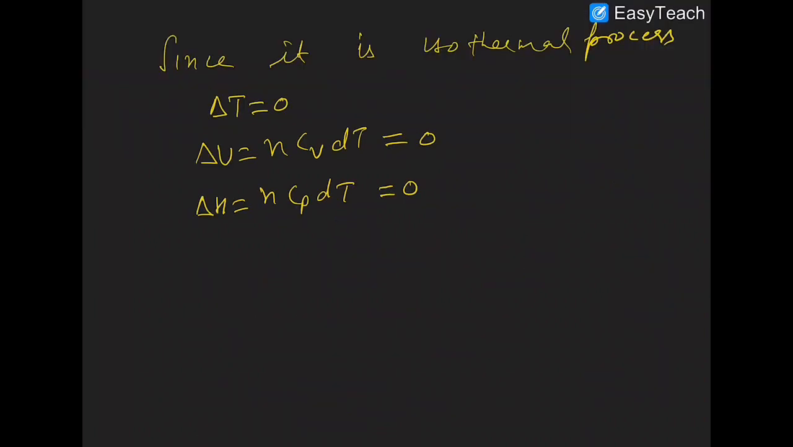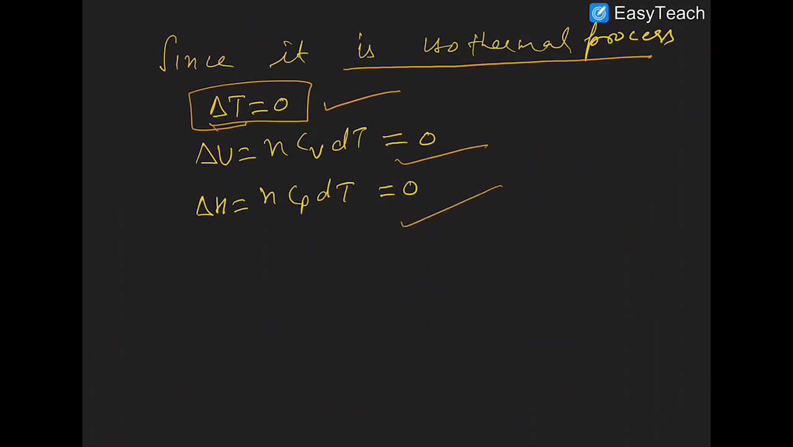Now since it is an isothermal process, that is very, very important, dT equals 0. So when dT equals 0, both delta U and delta H are equal to 0. I am repeating once more.